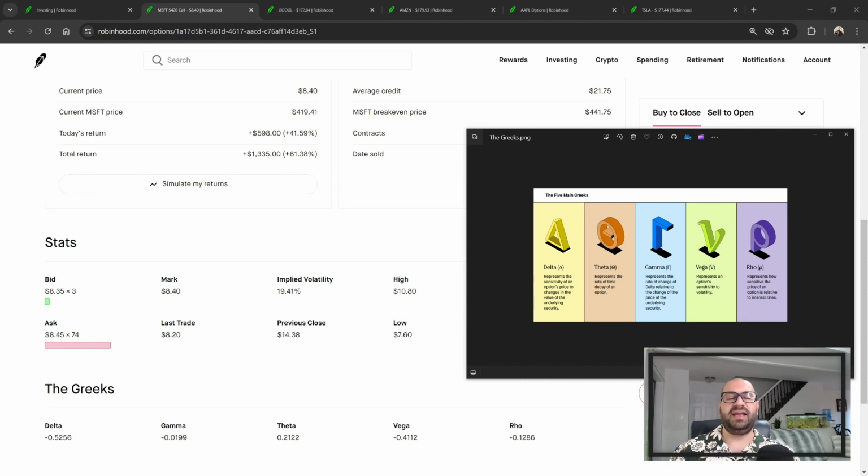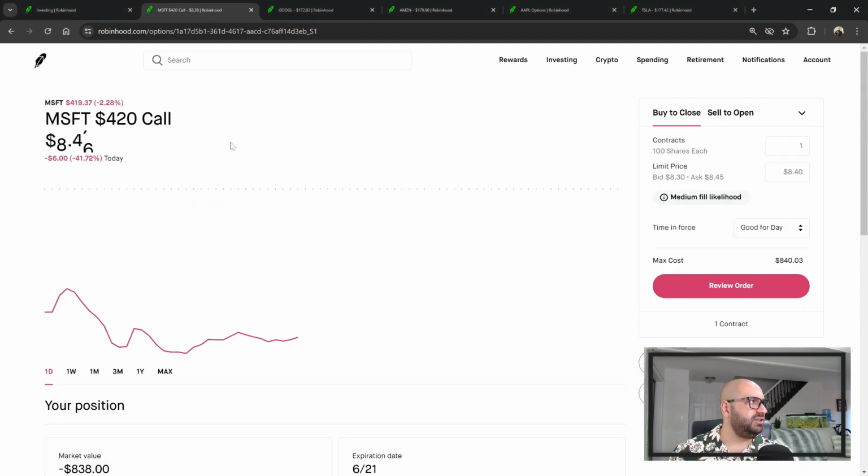Theta is often negative for both calls and puts because options lose value over time due to the diminishing time until expiration. As an option gets closer to its expiration date, its time value decreases, leading to a decline in its price. Let's take a quick live example on the same option that we are using here, the Microsoft 420 call. Right now, the price is at 419 and it's moving ever so slightly.